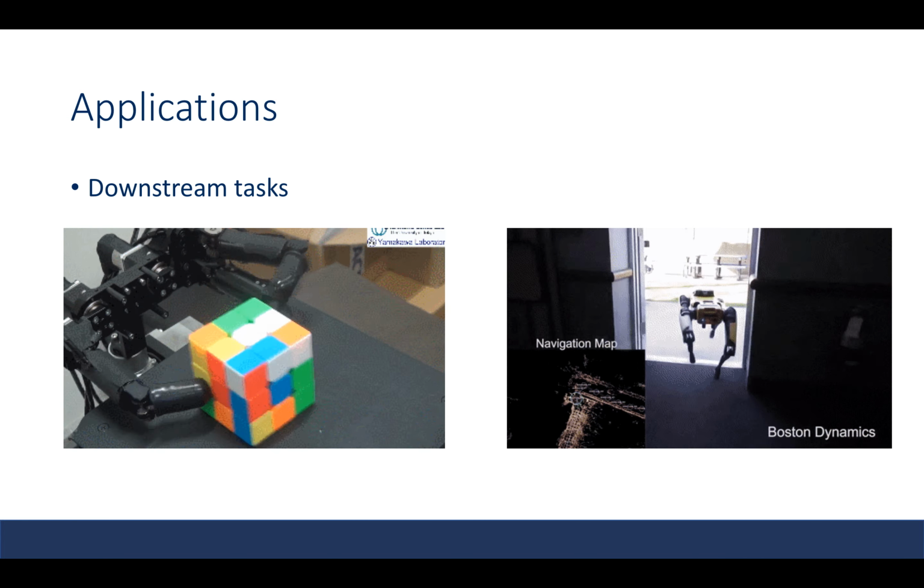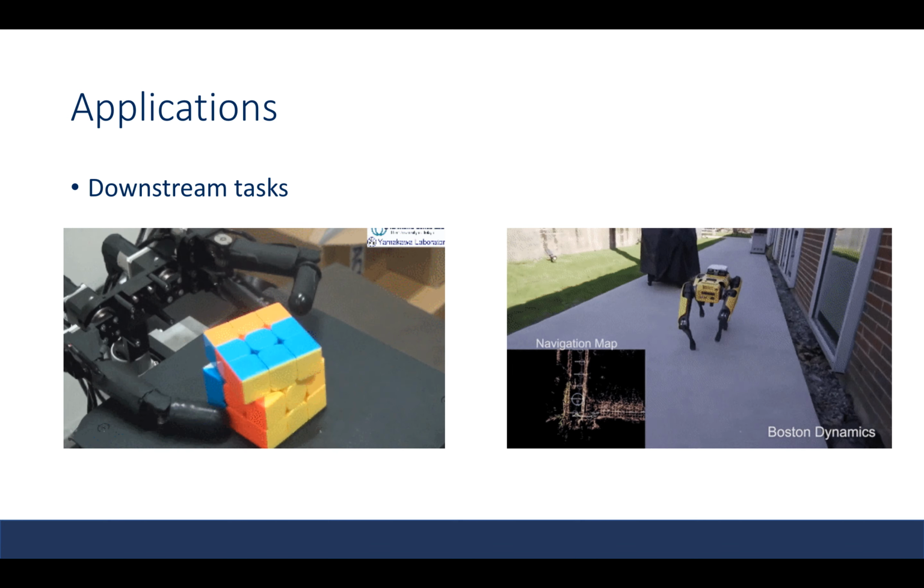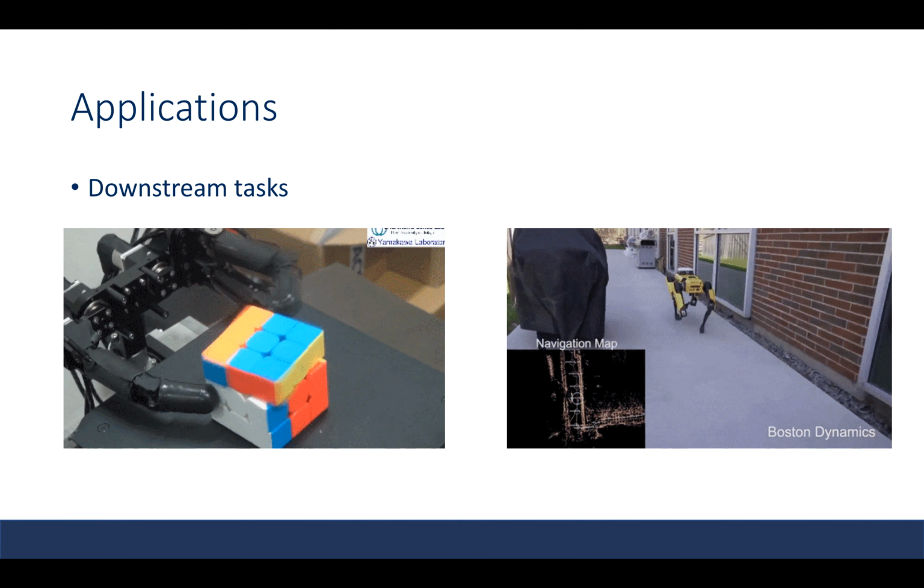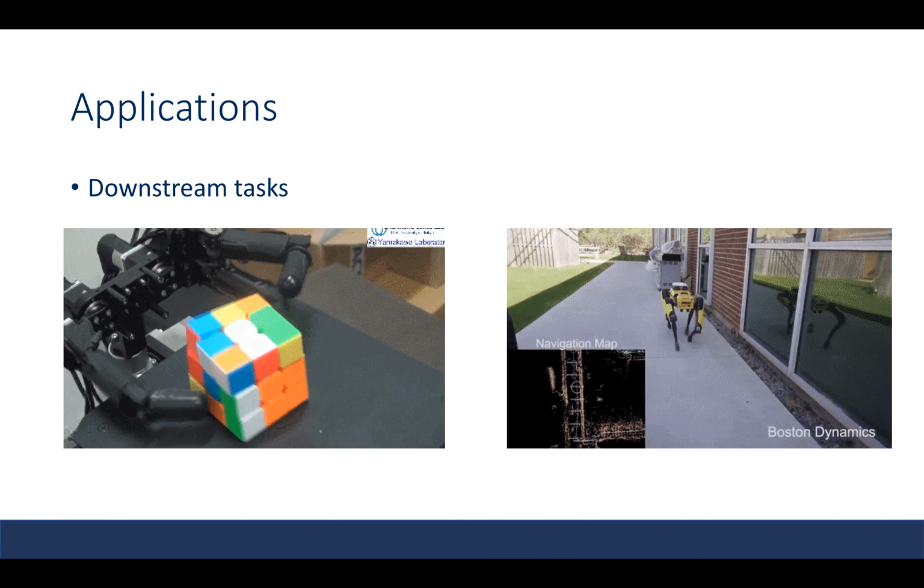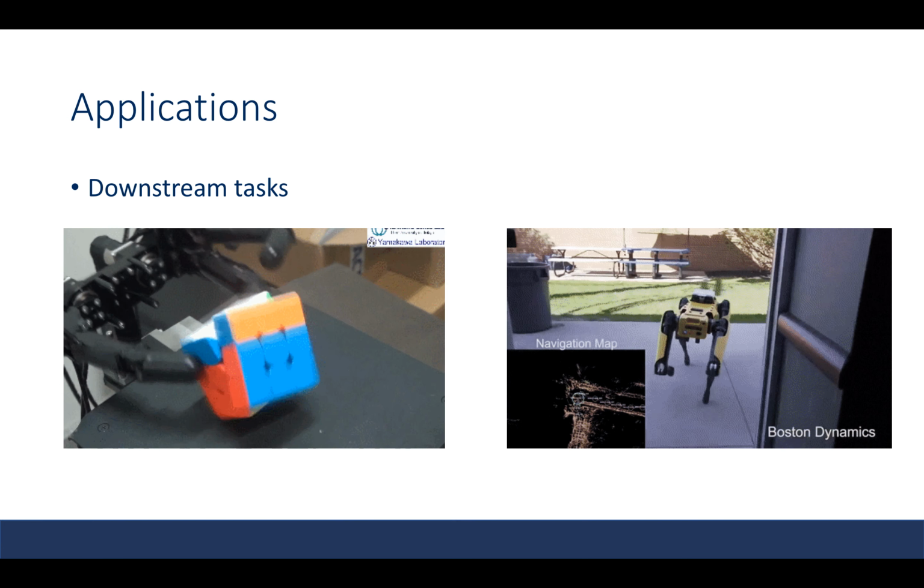With the rich scene representation at hand, we can apply it to other downstream tasks such as robotic manipulation or navigation, where a robot interacts with objects in its surrounding or moves around in an environment.